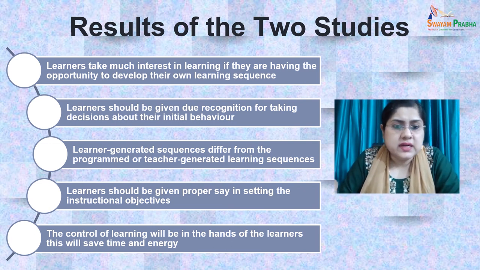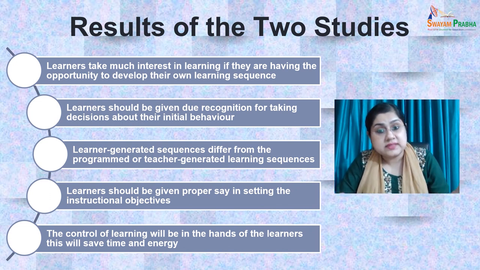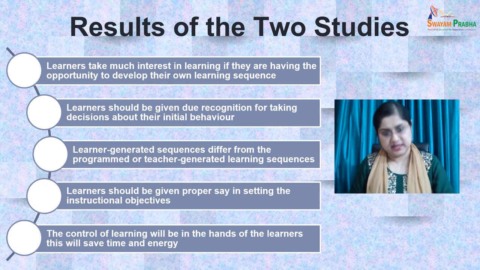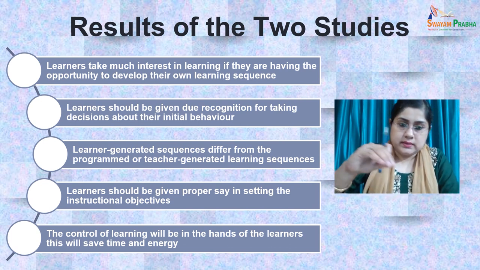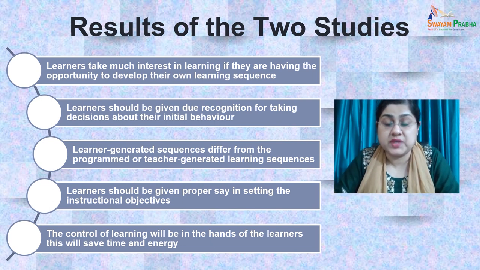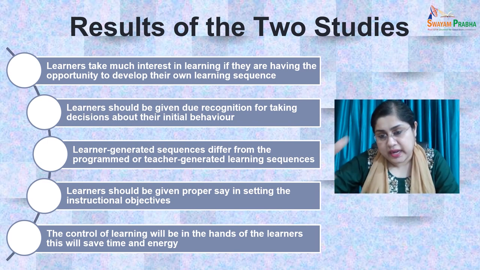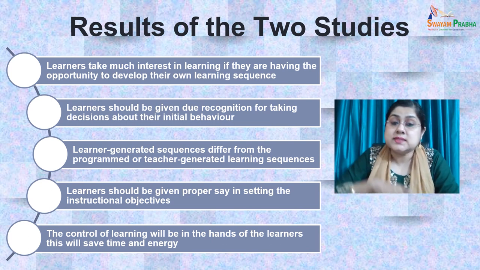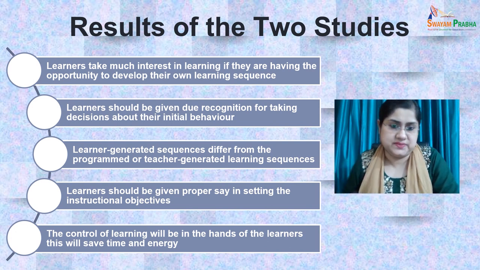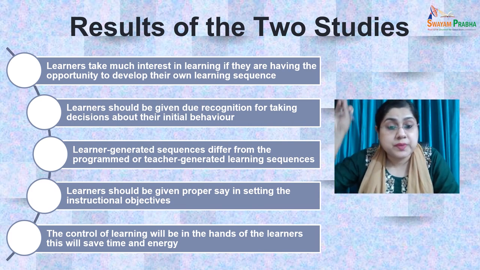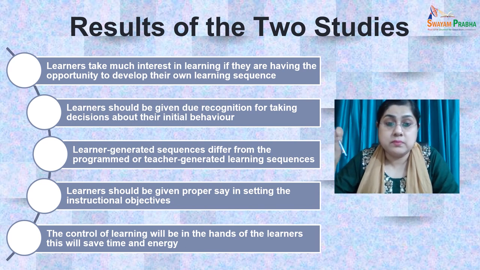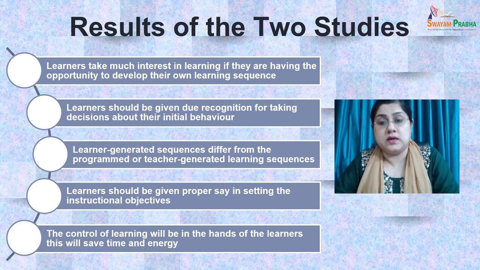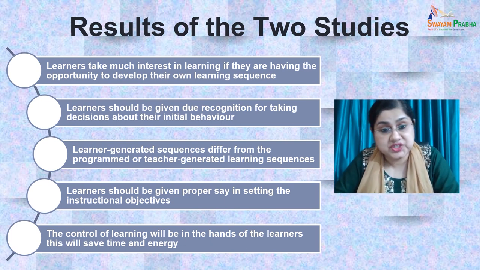They concluded that the learner takes much interest in learning things if the learner is provided the opportunity to develop his or her own sequence of learning. Then, the learner is one of the best sources of information about himself or herself. And therefore, in taking decisions about the initial behavior of this particular learner, it is the learner who must be given due recognition. It should not be anybody else. It should be the learner who is given the most important role in the process of providing information, the learning methodology, or the initial behavior.